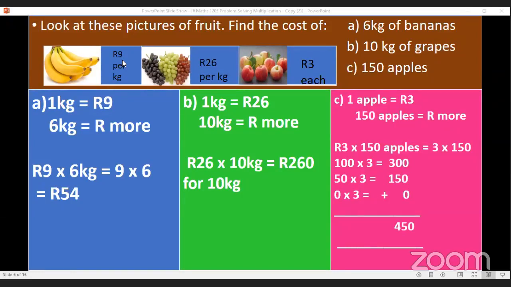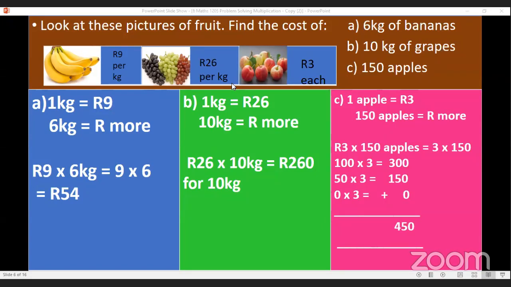You are right. And then I'm going to unmute Faith. I'm going by the line of names that I'm seeing. Faith, you are going to do number B for us. Hi, Faith. How are you? Fine, thanks. Okay, so you are finding the grapes. Do you see how much per kg they cost? 26 rands per kg. And how many kgs are you finding? 10 kgs.